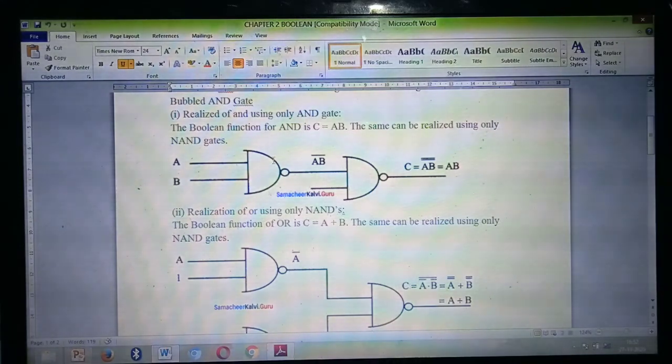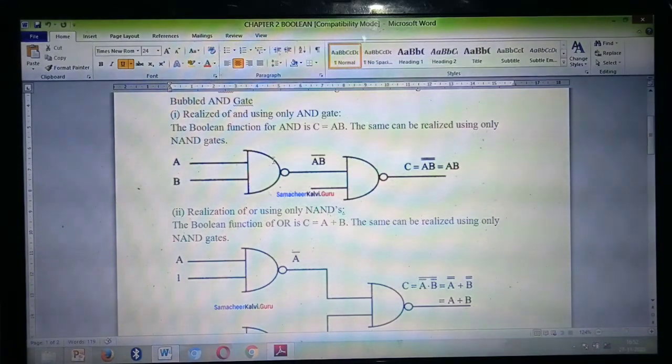Today's homework: this chapter you have completed, and all the portions you should study thoroughly. Chapter 2 Boolean algebra in full, 1 mark, 2 mark, 3 mark, as well as all the detailed questions. Next month you have the offer exam, I think. I will tell you before the week of the offer exam how much portion is completed.